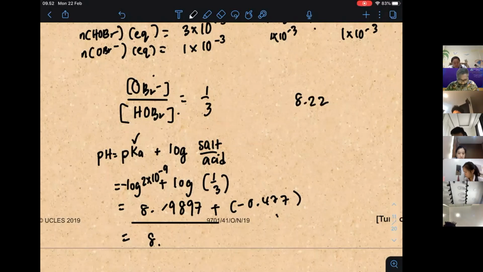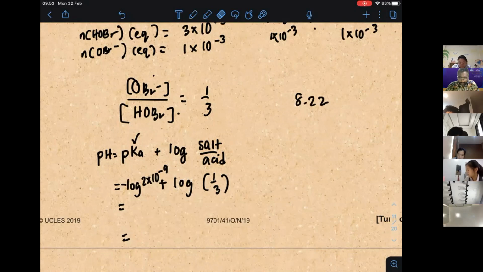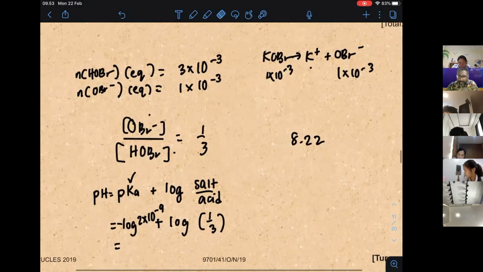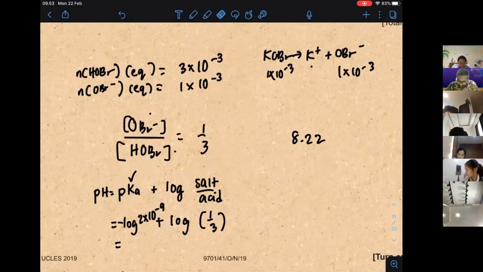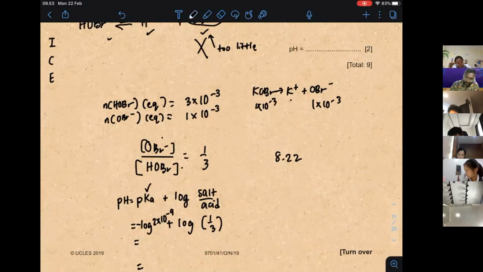The ratio is 1 over 3. H plus is 3 times 2 times. If you are getting that, then it's fine. So you are going to get the value. Please check the calculation again. As long as you mention the correct answer here, it is going to give you 2 marks. So the working is important.